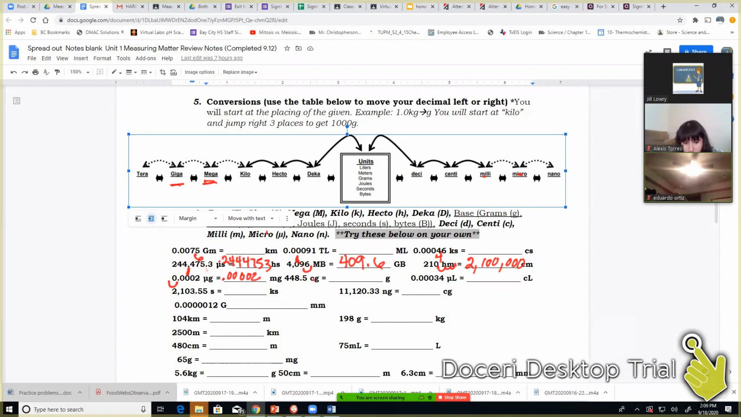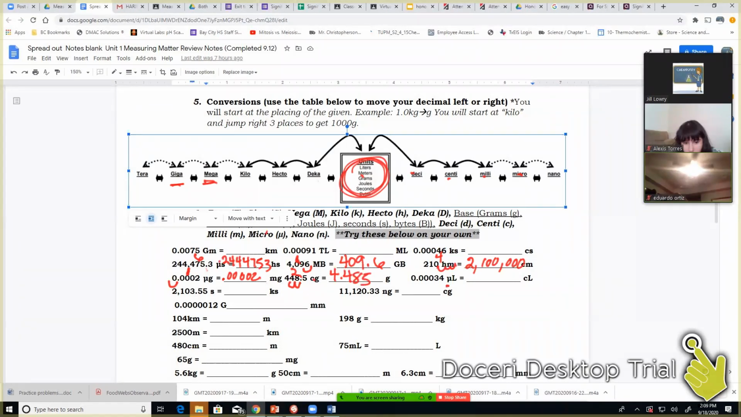Centigrams to grams. 1, 2. Because remember, this is all of my things, all of my bases that don't have any prefixes. So that was 2 places. So back my decimal up 2 places. 1, 2. 4.485.